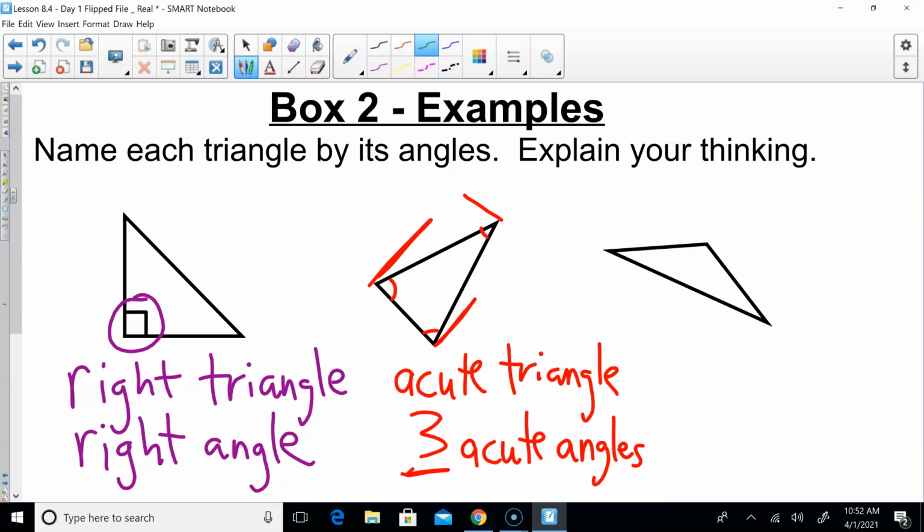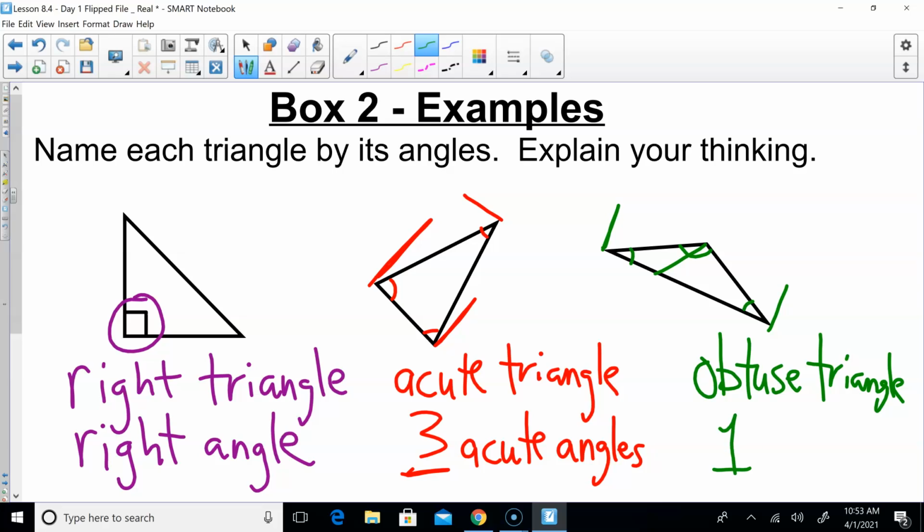The last one, as I start to look, if I draw my same thing here, this one looks to be acute. This one looks to be acute. But this one right here, if this would be a right angle, I'm trying to figure out where this would be. It looks like right about here. It looks like a right angle. This one's over that one. So this would be an obtuse triangle. And why? Because it's got one obtuse angle.